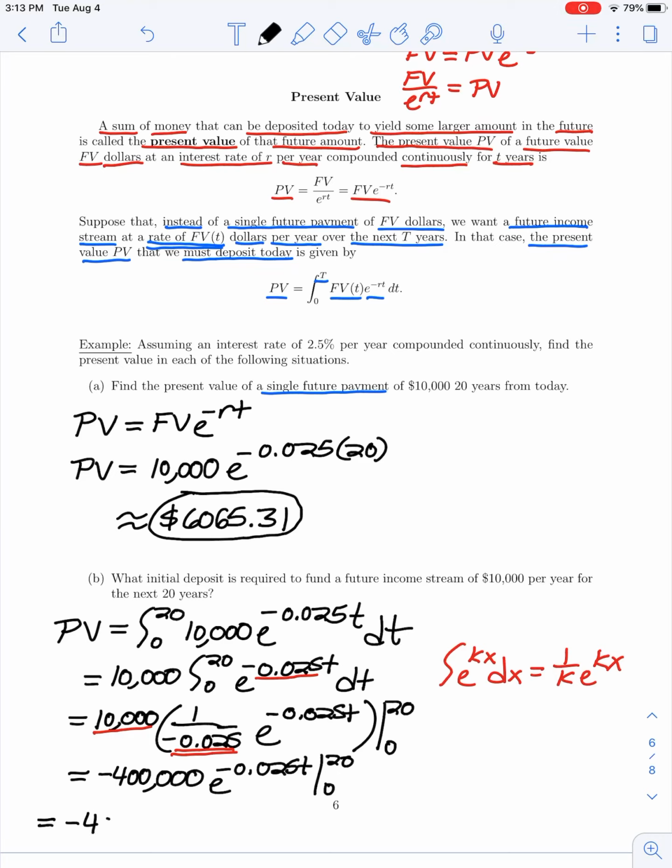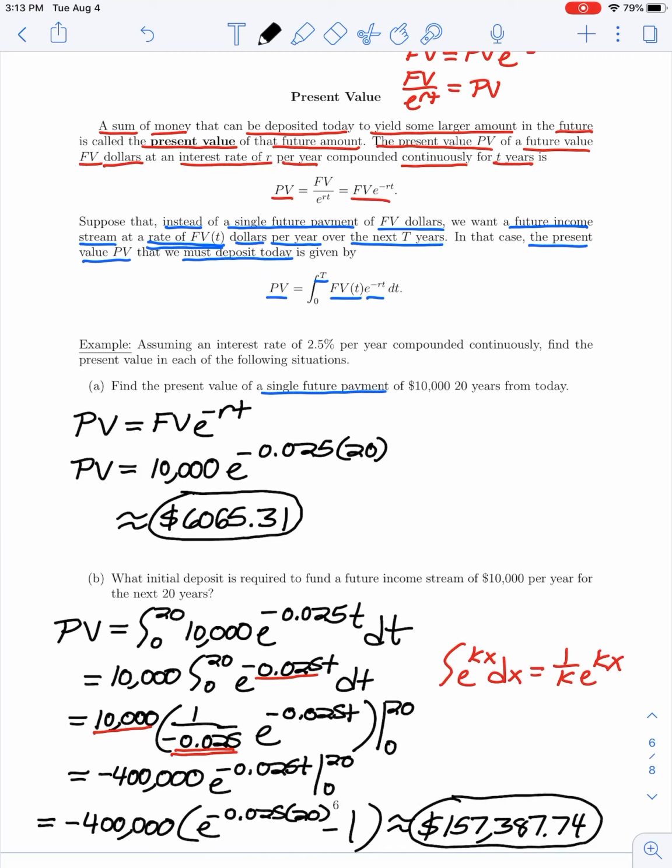So when we evaluate at 20, we have e to the negative 0.025 times 20, minus, when we evaluate at 0, we have e to the 0, or 1. And using a calculator to approximate this value, we are left with 157,387.74 if we round to the nearest cent.